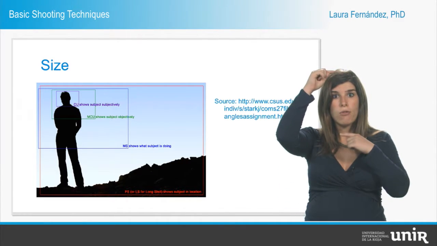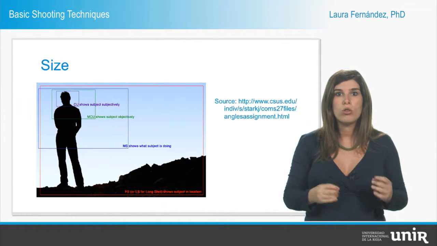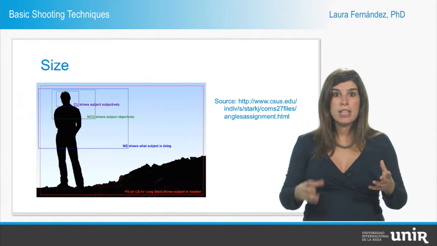Close-up focuses on the face, and it can chop out his forehead. This is to underline his emotions, to present him subjectively. Let's see some examples.